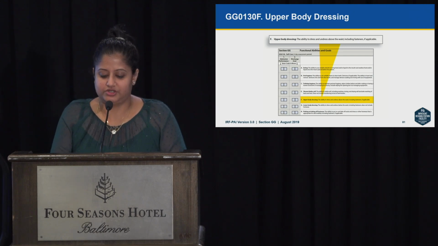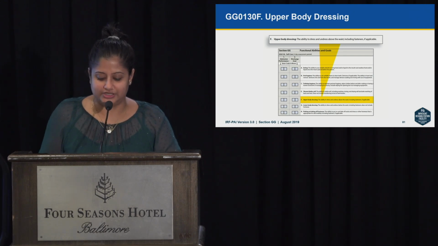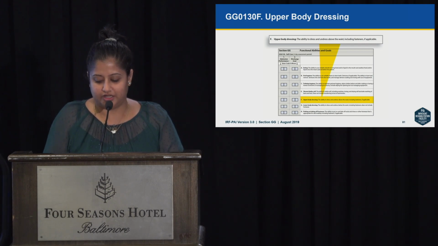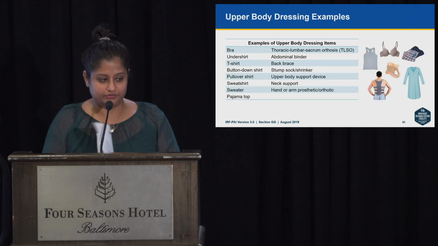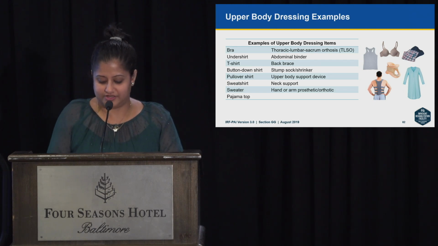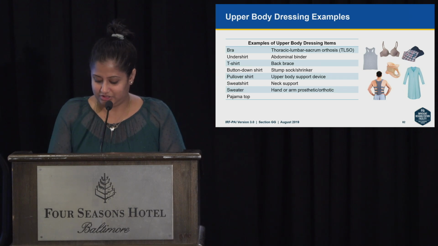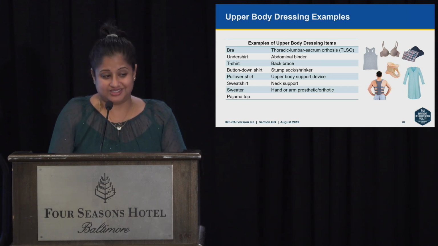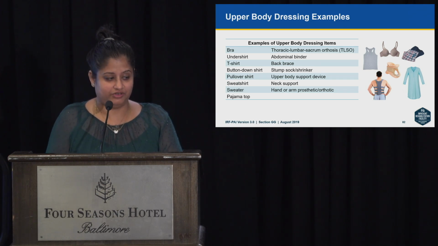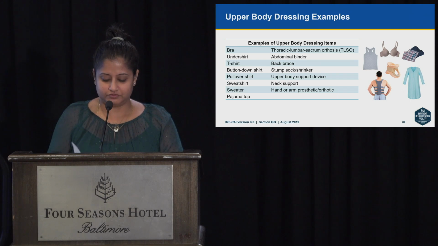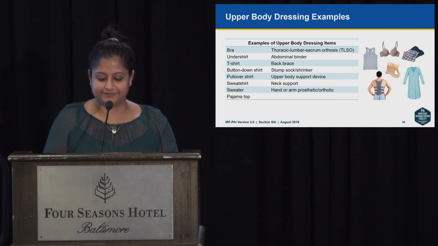Next, we have GG0130F, upper body dressing. This is the ability to dress and undress above the waist, including fasteners if applicable. So on this slide here, we have some examples of upper body dressing items. You would assess the patient based on the clothing the patient routinely wears. And this is not an exhaustive list. There are definitely more upper body dressing items than what's listed here. This is just to give you guys an idea.